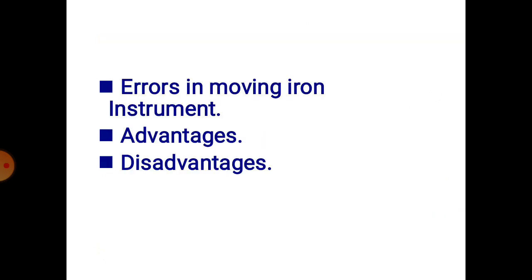So next we will discuss what are the errors in moving iron instrument. First one is hysteresis error, second one temperature error, third one errors by stray magnetic field, fourth one frequency errors.